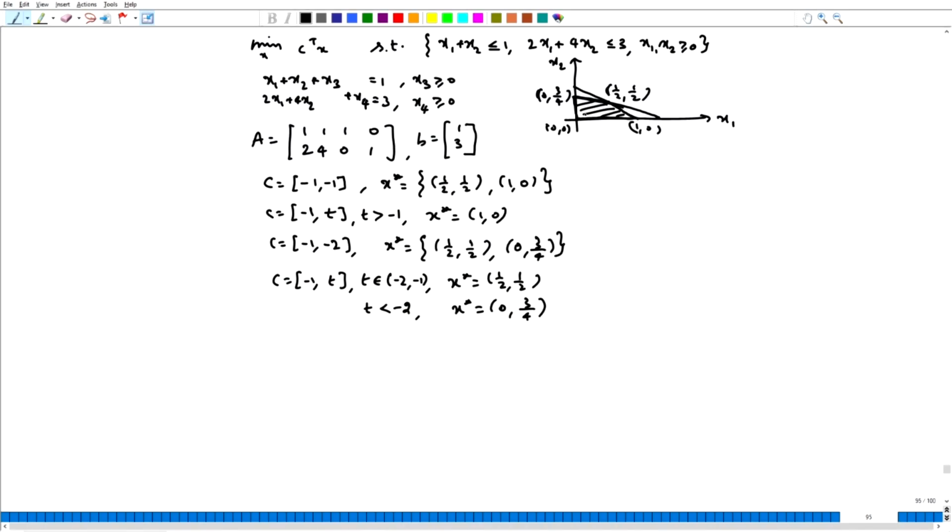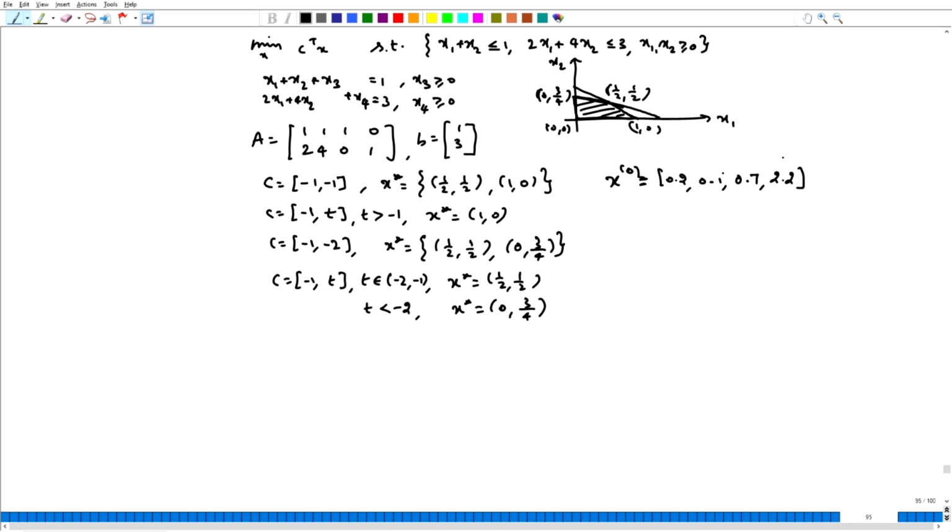And let us pick some point, let us say 0.2 comma 0.1, as the initial point. I want x1 plus x2 plus x3 to be 1, so it has to be 0.7, and 2x1 plus 4x2 plus x4 should be 3. So this is 0.4 plus 0.4 is 0.8, so this is 2.2.